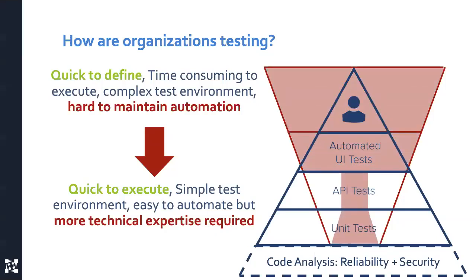The challenge is the further down the pyramid we go, the harder it is to figure out how to do it. The more technical you need to be, the harder it is to construct the tests. It's much quicker to execute them, the test environment is much simpler, and it's easier for a developer or a test automation engineer to identify where the problem is. But that technical barrier increases pretty significantly.